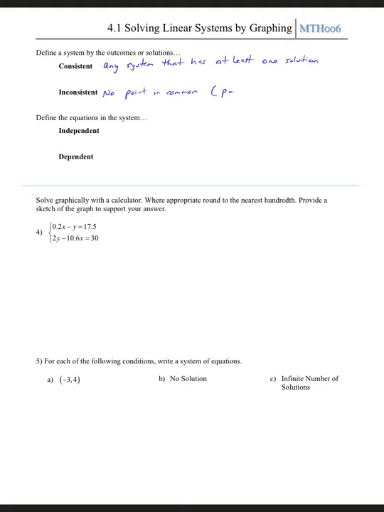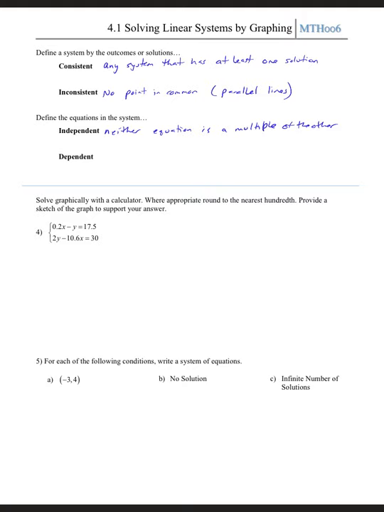Right, which means it would be parallel lines. Now, to define the equations, we have independent and dependent. Independent equations: neither equation is a multiple of the other. Whereas dependent equations is when one equation can be obtained by multiplying both sides of the other by a constant. I'll show you what this means here in a second.